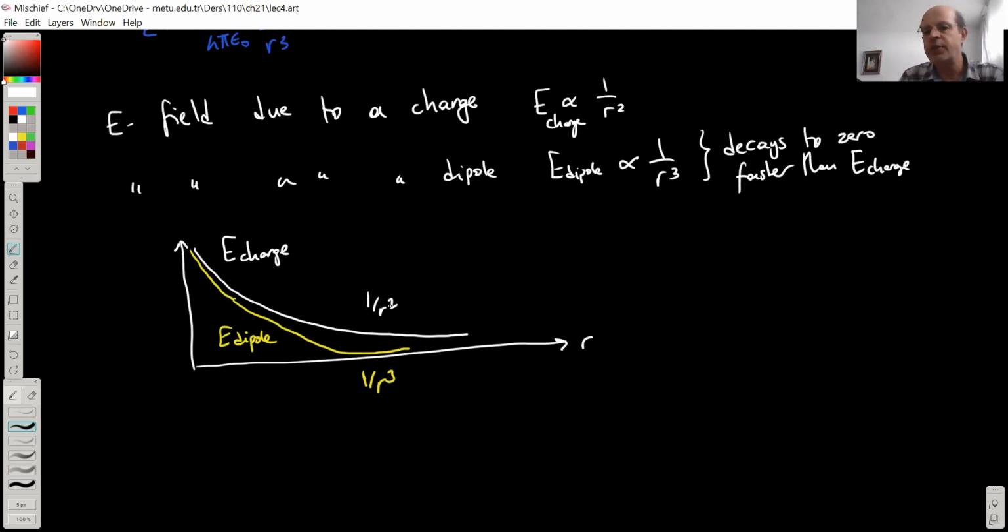So what if the molecule doesn't have any dipole moment? It has a quadrupole moment, for example, like the carbon dioxide molecule. In that case, the electric field goes like 1 over r to the 4, which is even much weaker than the dipole. As a result, this is why we usually forget about these nonpolar molecules. If they don't have any dipole moment, then they don't have any effect at long distances. Okay.